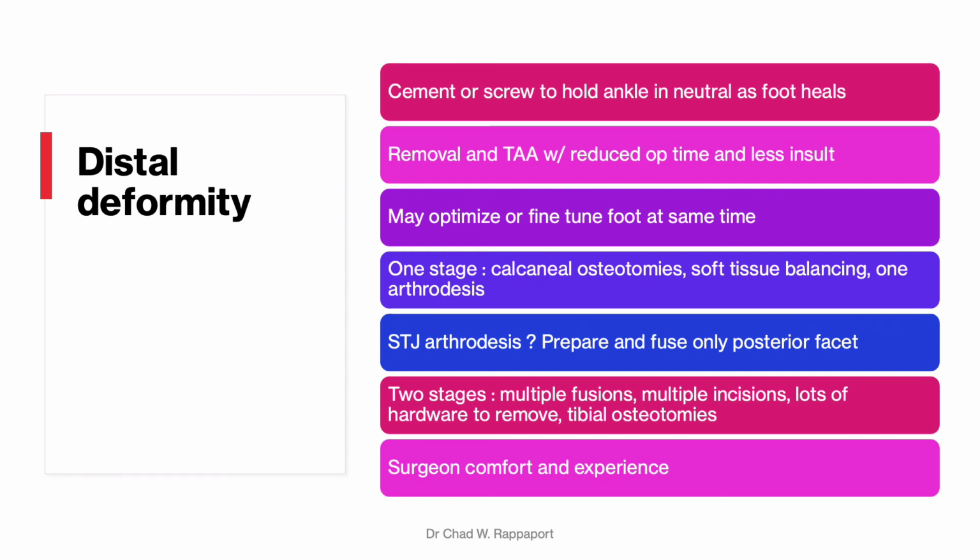But as mentioned previously, there is continual debate as to whether or not, if the arthrodesis is the subtalar joint, this should be staged and done prior to the total ankle, or it can be safely done at the same time as the total ankle. If it is done at the same time, it's highly recommended to prepare and fuse only the posterior facet and try to salvage or save the vascular elements within the sinus tarsi.